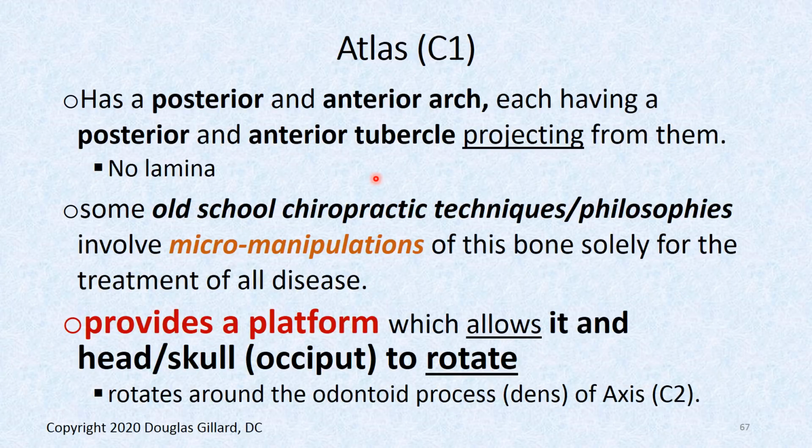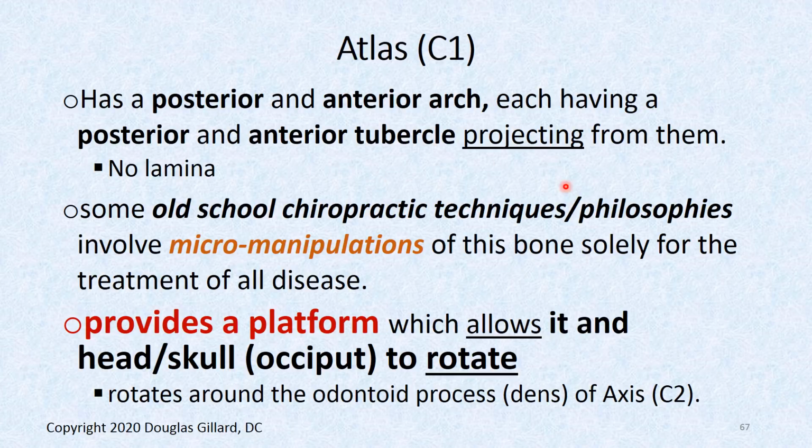It has a posterior and anterior arch, which is different. We've seen a vertebral arch. Really, the posterior arch is just the vertebral arch, but we call it posterior to keep it separate. Off the posterior and anterior arch, there are little bumps for attachments of ligaments and such. Those are called the anterior and posterior tubercles.